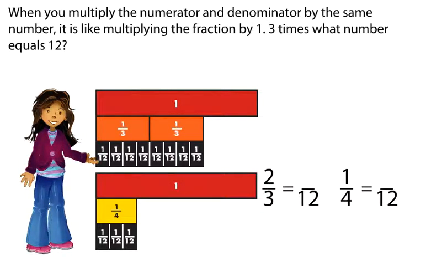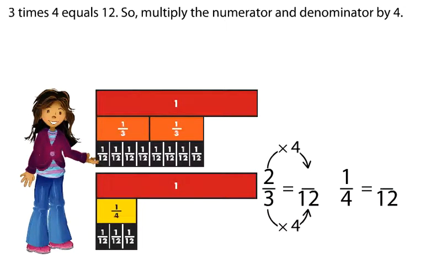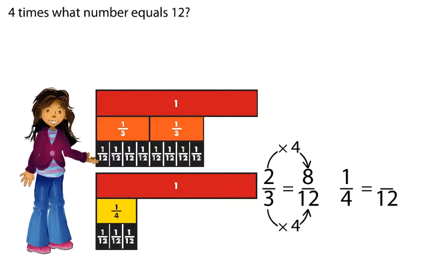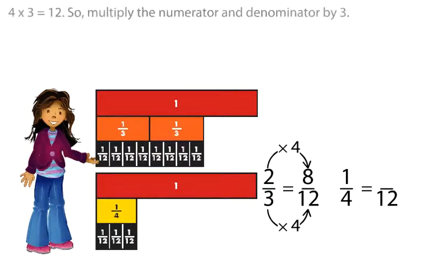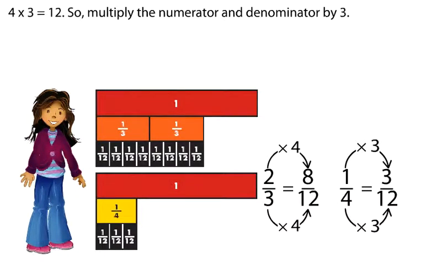3 times what number equals 12? 3 times 4 equals 12. So, multiply the numerator and denominator by 4. 4 times what number equals 12? 4 times 3 equals 12. So multiply the numerator and denominator by 3.